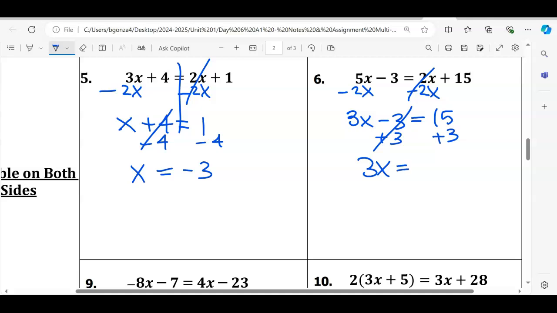So 3x equals 15 plus 3 is 18. Last step, to get rid of that 3 coefficient. Remember, that's a multiplying situation. We're going to do the opposite. We're going to divide by 3. 18 divided by 3 is 6. Do you see, when x is on both sides, you get rid of the smaller x, and then you just keep solving from there.